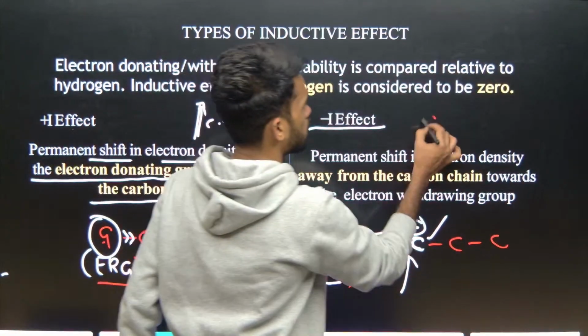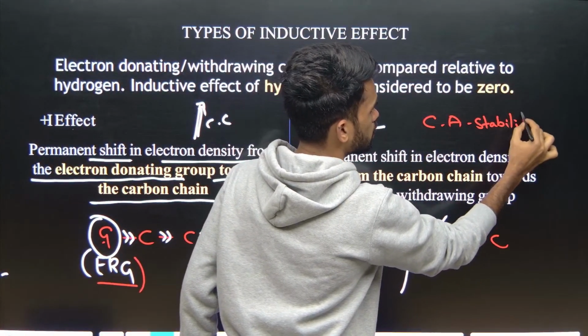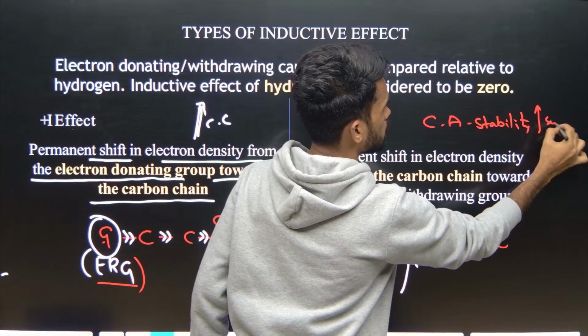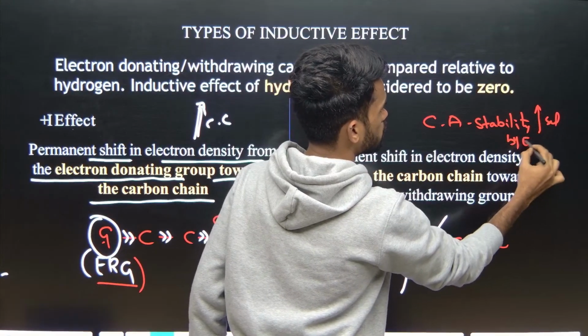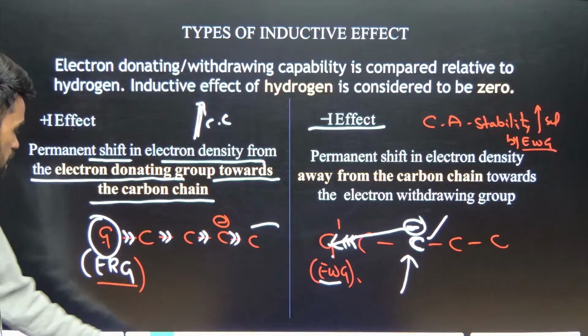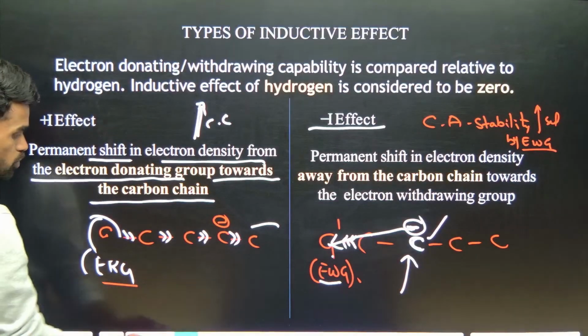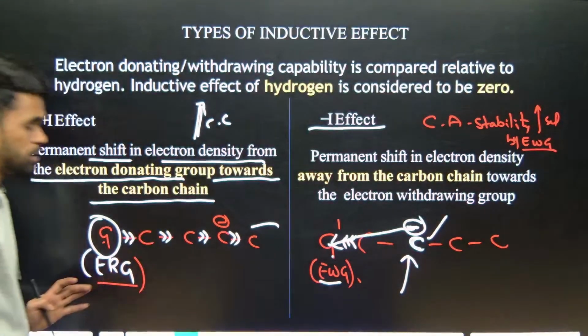So carbanion stability is increased by electron withdrawing groups. With what? Electron withdrawing groups. If it is a carbanion having an electron releasing group, what happens in this scenario? It will be destabilized. Why?